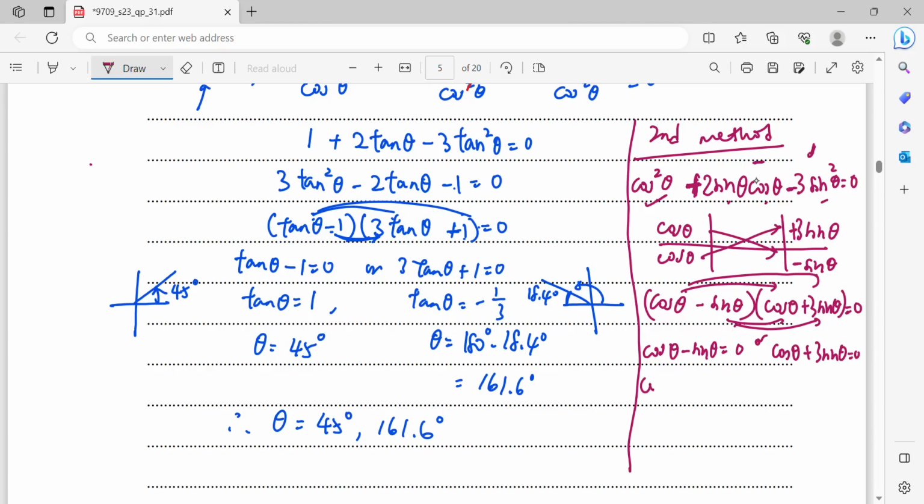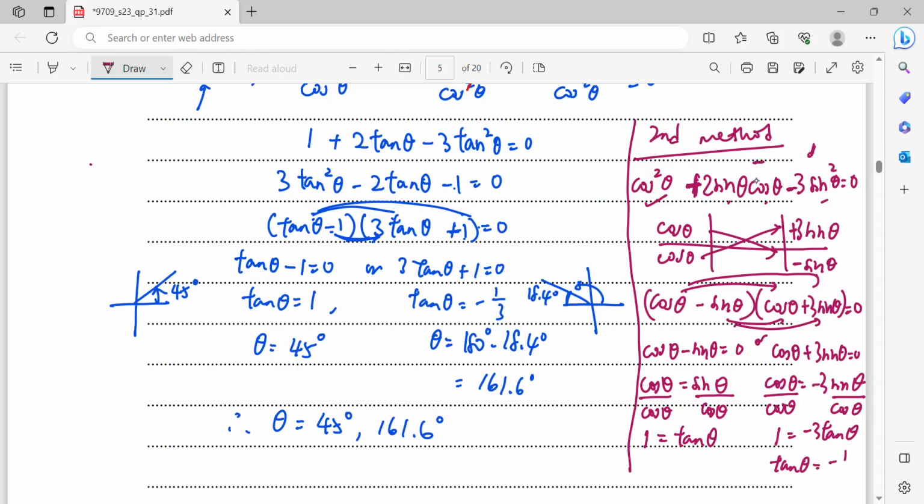From here, when cos theta minus sin theta equals to 0, it means that cos theta is sin theta, then now you can just divide both sides by cos theta, which means 1 equals to tangent theta. Okay, so the second term is still the same. I will just write cos theta is negative 3 sin theta, then both divided by cos theta. So I will get 1 equals to negative 3 tangent theta. Therefore, tangent theta is negative 1 over 3.